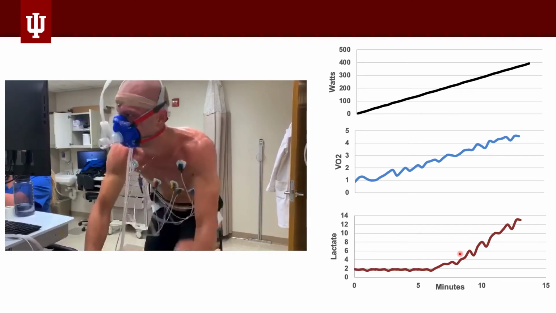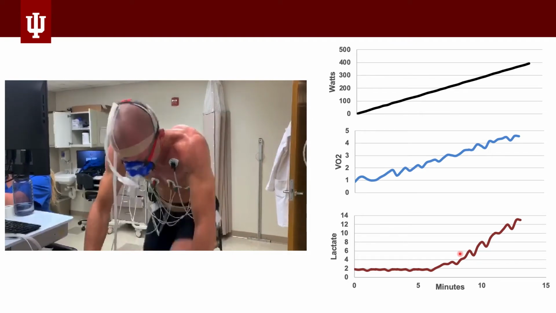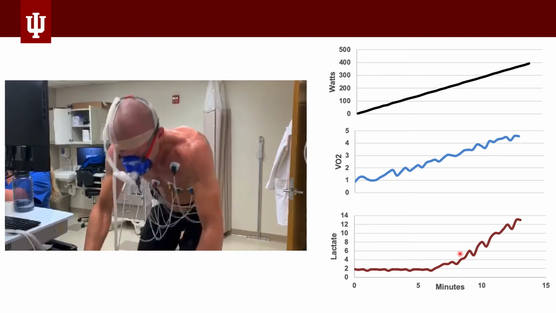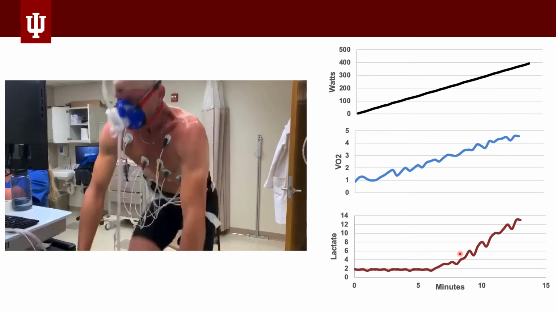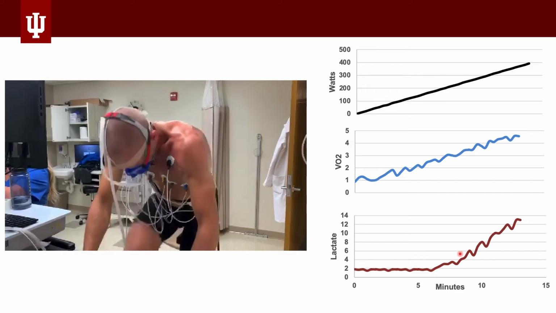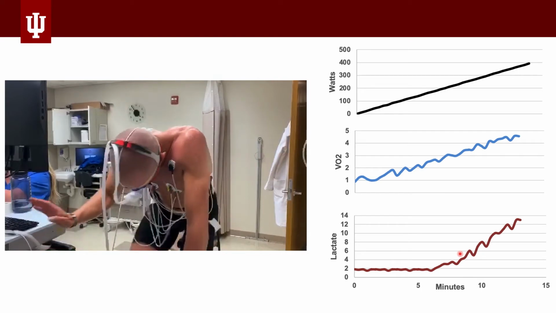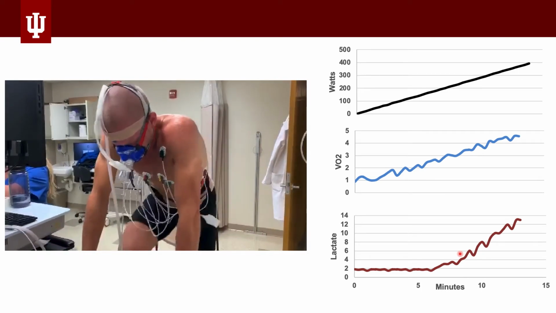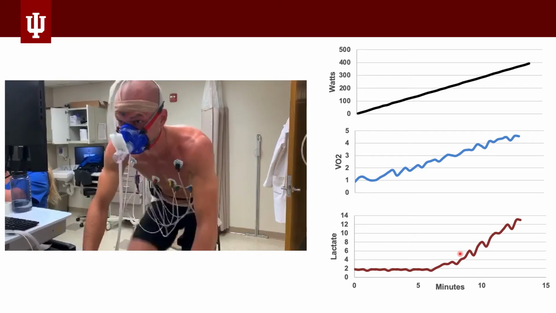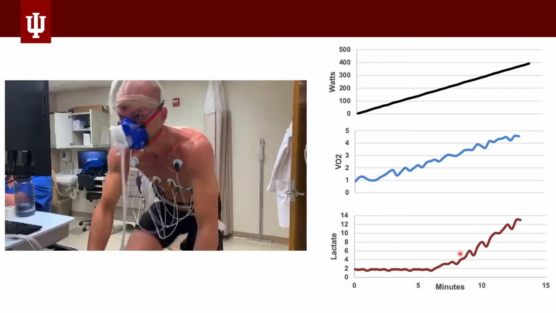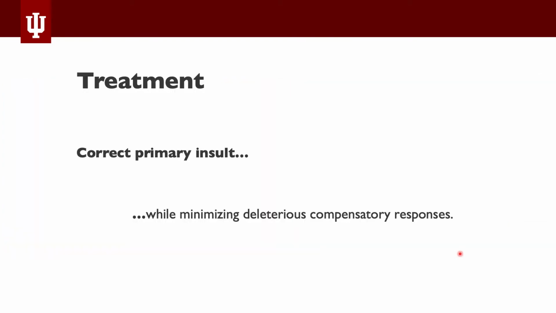The reason I'm using this illustration is to point out that we get bogged down in things like fluids and things like pressors and things of that nature, but we have to remember that there is an underlying reason that our patient is in shock, and if we don't figure out the underlying reason and work to correct that underlying reason, then we cannot get our patient off the proverbial bike, and they will eventually die. I mean, again, shock is a very deadly state. So again, the treatment of shock is to correct the primary insult. And when we do that, we're trying to minimize deleterious compensatory responses.